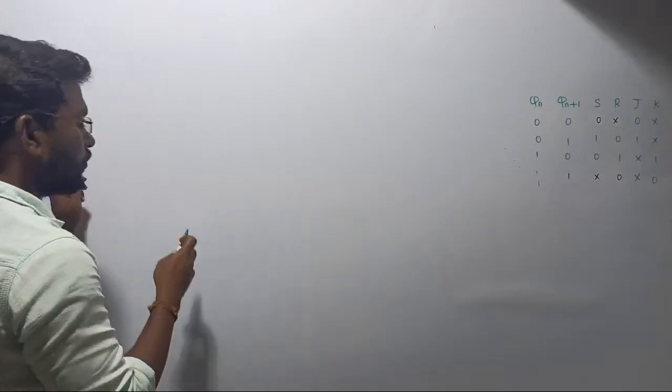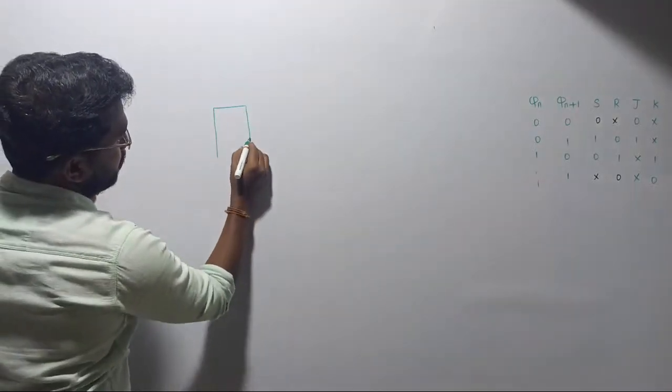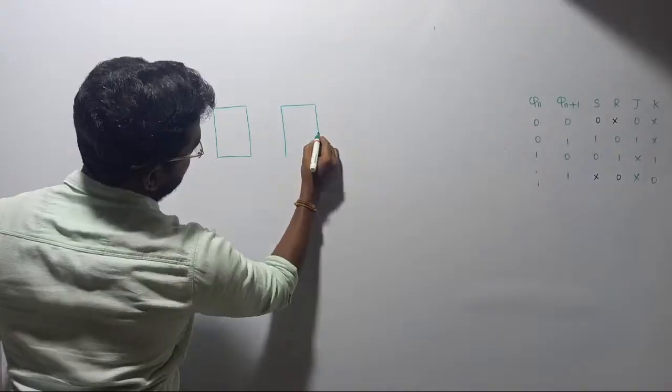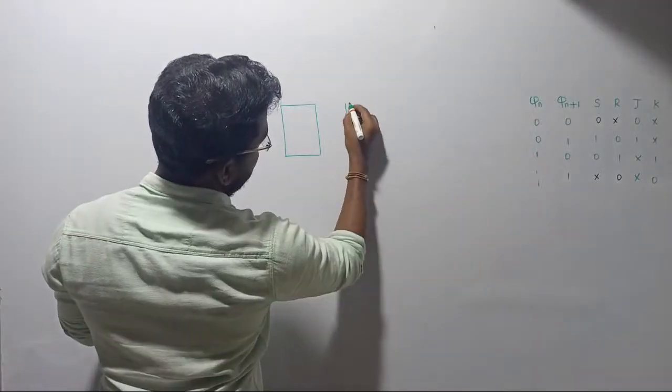Let me take the first question. The question is for a ring counter. So let us design the circuit first. They have given 4 flip-flops. Let me complete the circuit. The 4 flip-flops were given.